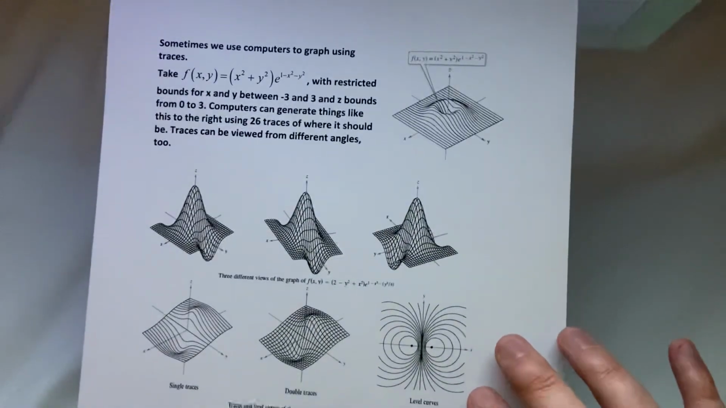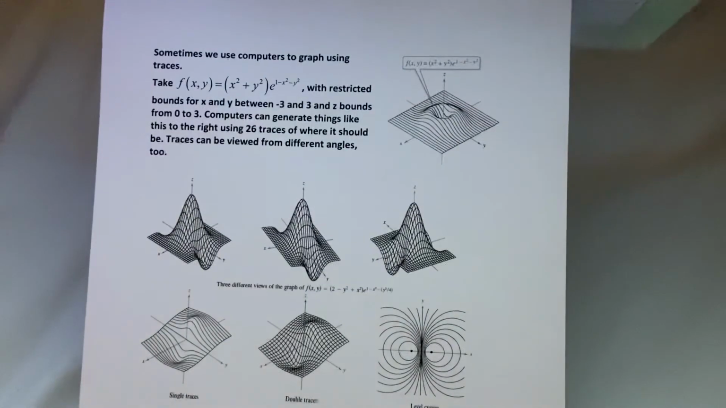In addition to those, when you use computers to graph things, some interesting things happen. Take the equation f of x, y equals x squared plus y squared times e to the 1 minus x squared minus y squared. By restricting x and y between -3 and 3, and z is restricted from 0 to 3, you can generate things like the thing to the right using traces. So traces are where it plugs in values. It's almost like a Riemann sum where they take a few values at a time, and it creates this crater shape.